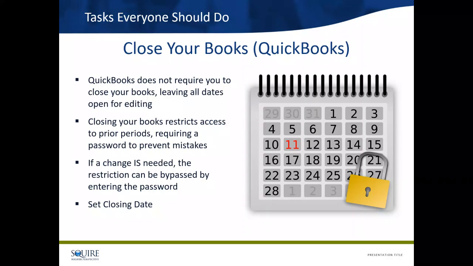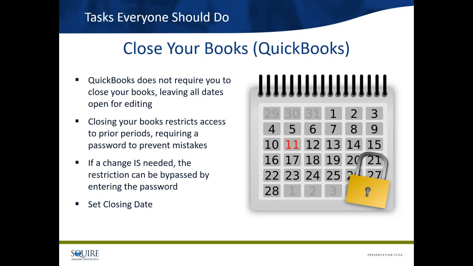And then if you're in QuickBooks, something you definitely want to do is close your books. It doesn't require you to close your books, so you can edit things from 2002 if you want to, but that's a bad idea. So if you close your books, it means that you can't change something from a prior period that you've already reported on your tax return without putting in a password. So you can't do that by mistake, or just someone who's working for you doing it just because they don't know any better. They're voiding a check, but we can't void a check from a previous year.